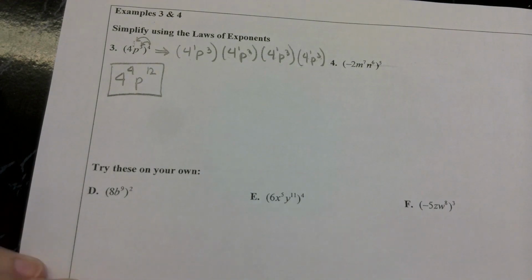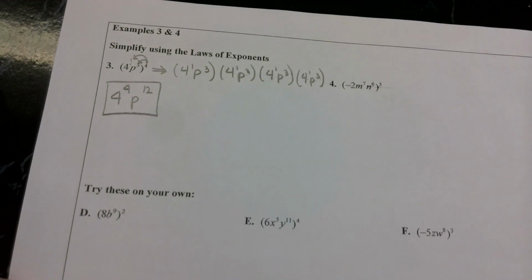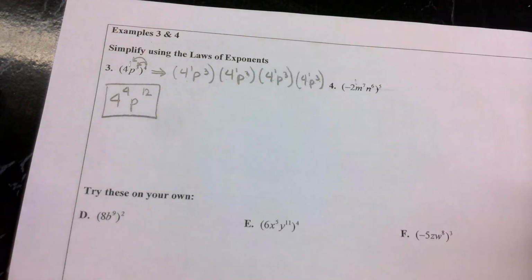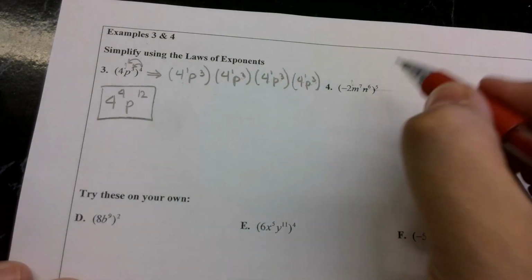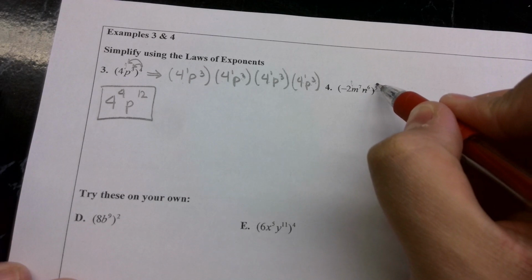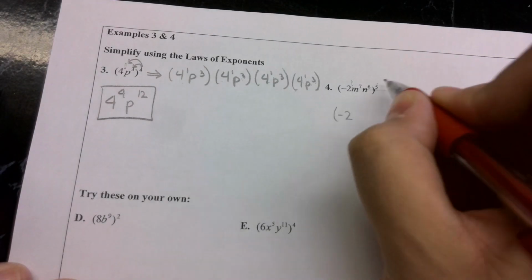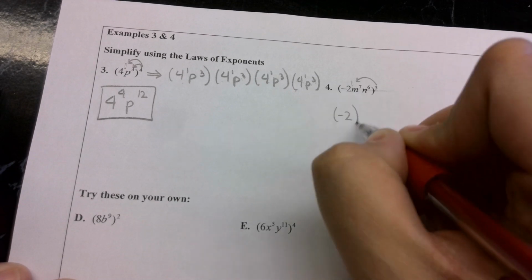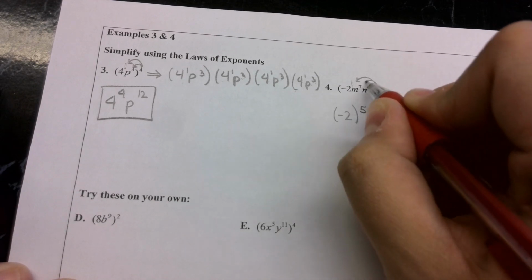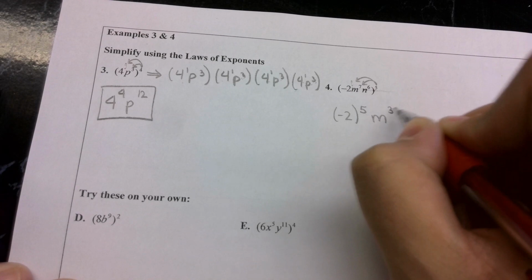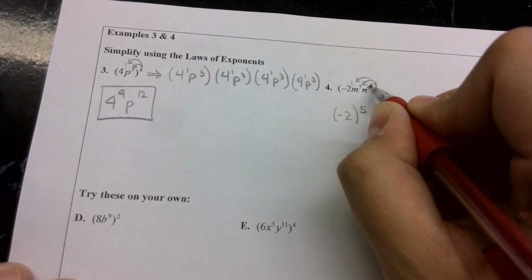Justin, go ahead. Can I do the next one? Yes, let's add in our little placeholder of 1 for the -2. Okay, go ahead, Justin. What are we doing here? So -2 to the power of 5, and then you have to do the exponent of 7 times 5. So you get m to the 35th power, and then n to the 30.